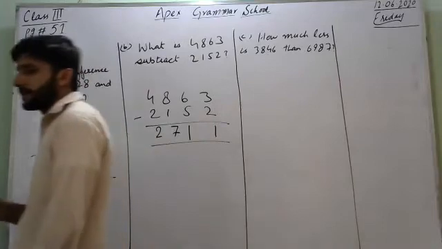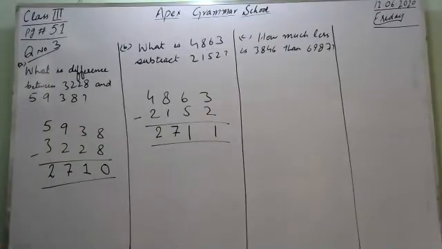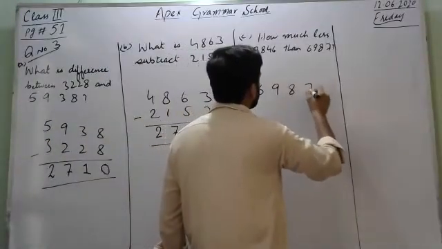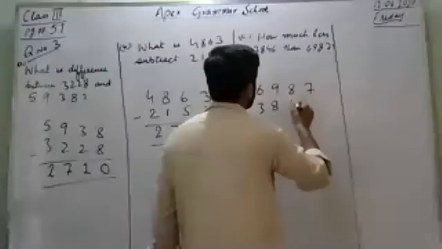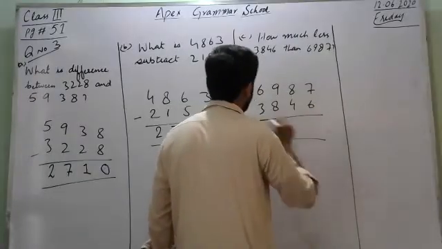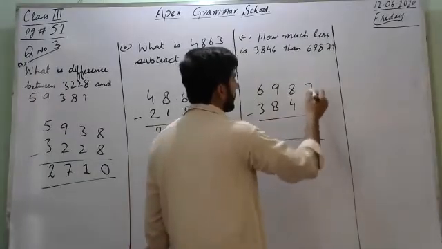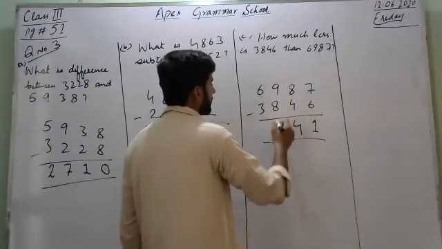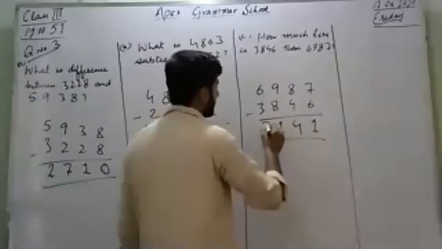C part is, how much less is 3846 than 6987? 6 minus 3 is 3, 8 minus 4, 4, 9 minus 8, 1, 6 minus 3, 3.